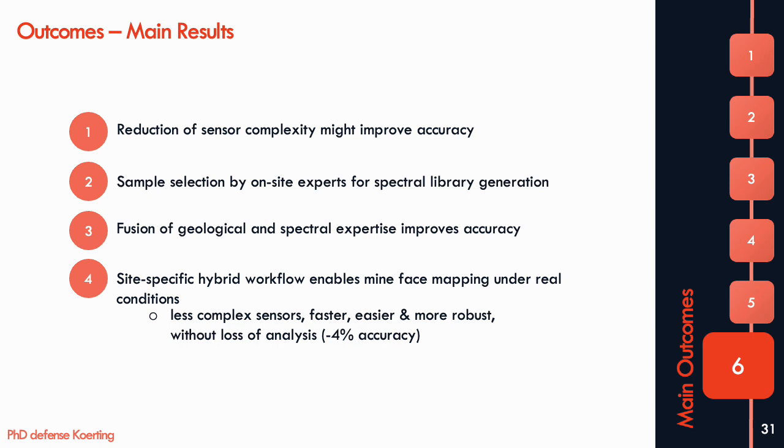And fourth, with my site-specific hybrid workflow, it's actually possible to map mine phases under real conditions, which means using a less complex sensor to enable faster, easier, and more robust results without a loss of analysis, or a maximum of 4% of accuracy here for using VNIR only. That was the example.